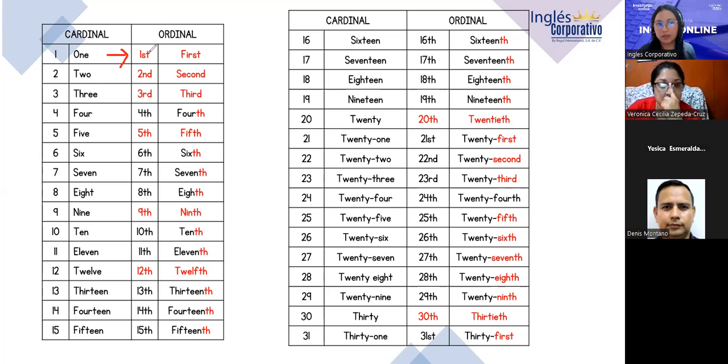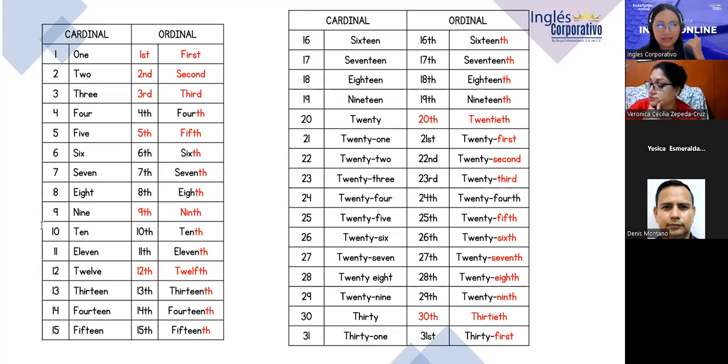Para que ustedes recuerden, how do we make a cardinal number into an ordinal number? La base siempre va a ser el número cardinal y se convierte a un ordinal de una manera súper fácil, agregándole el TH, clase. Most of the cases we are going to be adding TH. ¿Cuáles son las excepciones? Yes.